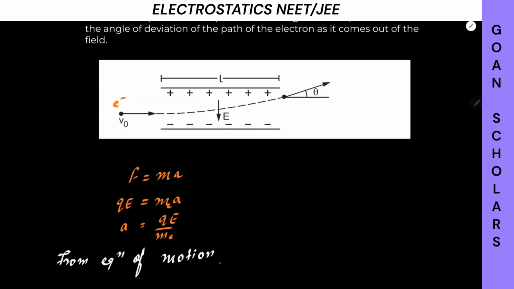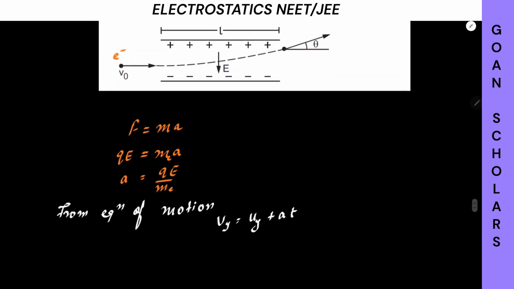Let's see. Vy equals u_y plus A T, correct? Now be very careful, this acceleration is along the y-axis, no acceleration along the x-axis because there is no other force, right? So I am writing here Ay, and this is our acceleration Ay only. From equation 1 we will get the acceleration along the y-axis. What is our initial velocity along the y-axis? 0, right? Because the electron was projected along the x-axis, so there is no y component. So Vy will be equal to Ay into T, correct?